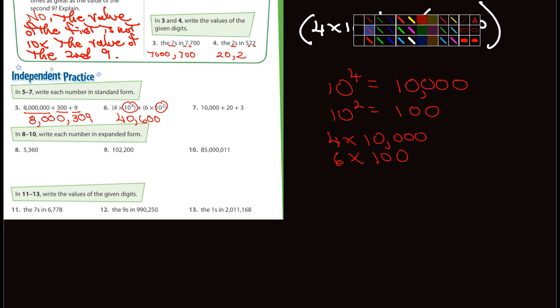Then 8, 9, and 10, write those in expanded form. So let's look at number 10 together here. Expanded form. So it's going to be 8 times, what place is that? The 5 is in the millions place. The 8 is in the 10 millions place. So it's going to be 10 followed by 6 zeros. Plus 5 times 1 million.